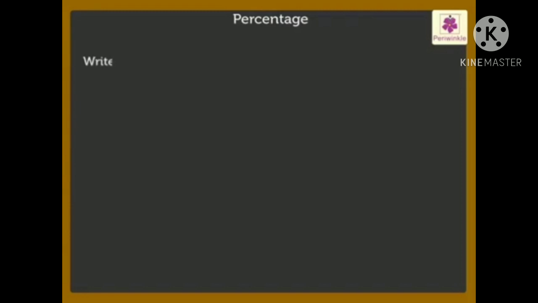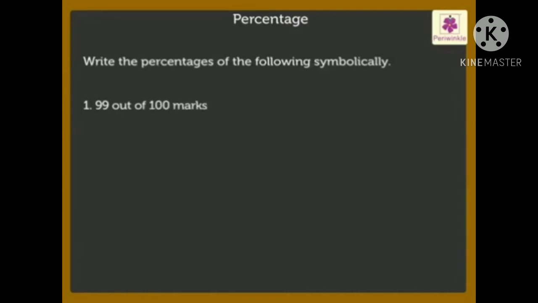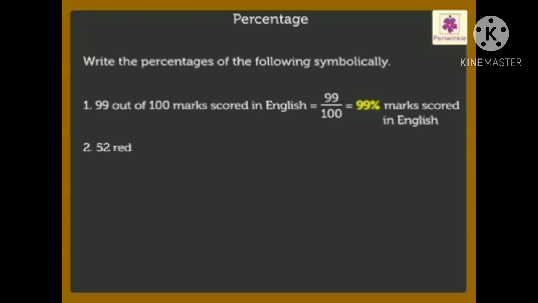Now, let's write the percentages of the following symbolically. 99 out of 100 marks scored in English. That means 99 upon 100, which is equal to 99% marks scored in English. Next, 52 red boxes out of 100. That means 52 upon 100, which is equal to 52% red boxes.